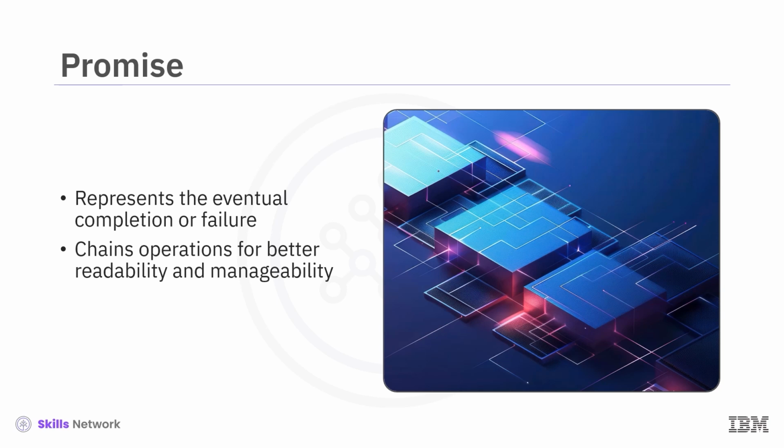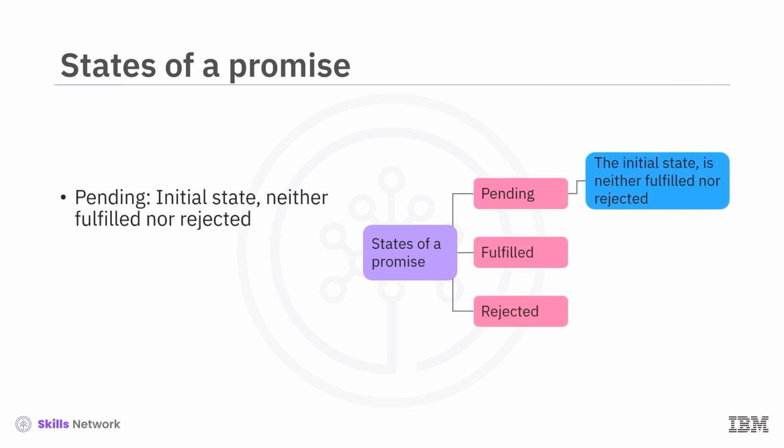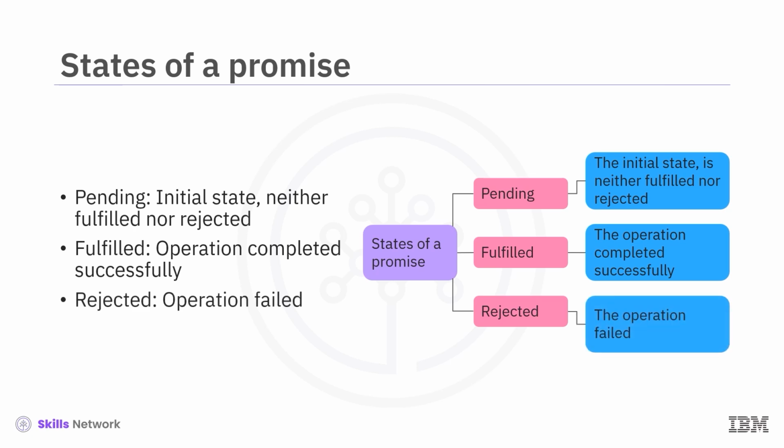Now, let's learn about the states of a promise. A promise can be in 3 states: pending, fulfilled, or rejected. Pending denotes the initial state, which is neither fulfilled nor rejected. Fulfilled state denotes the successful completion of the operation. Rejected state means that the operation has failed. This allows us to handle asynchronous tasks more gracefully compared to traditional callback methods.